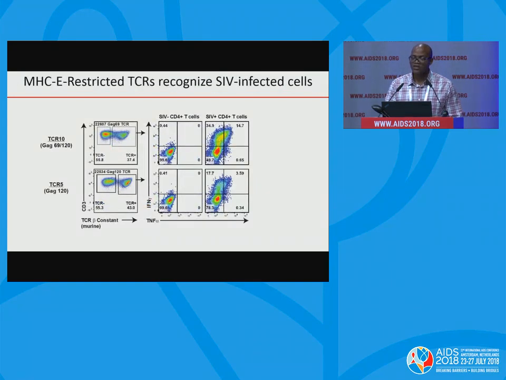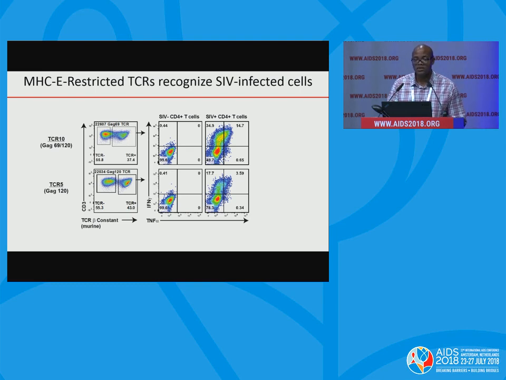Next, we wanted to see if these transductants could replicate responsiveness to SIV-infected targets. Here again, we're using TCR10 and TCR5, and we can see that they have a nice, strong response, 50% for TCR2 to SIV-infected targets, and a little over 20% to SIV targets for TCR5. So now that we have these validated TCR clonotypes, they give us back some of the tools that we don't have due to a lack of tetramer or the ability to grow up T cell clones.